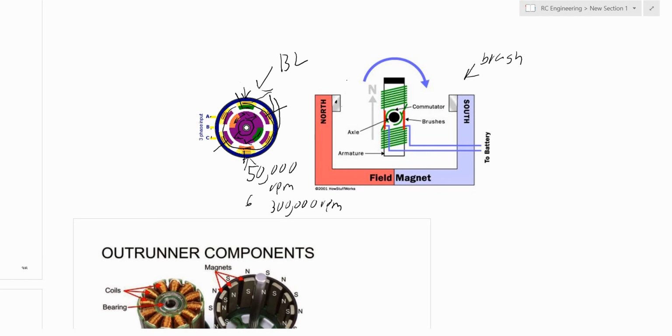Now the brushed is way simpler than that. As you see here, we have brushes. These are the red ones here. And these are attached to the battery, and the battery keeps a constant plus and minus. That polarity doesn't change. But if you notice here, the commutator is this green arc.